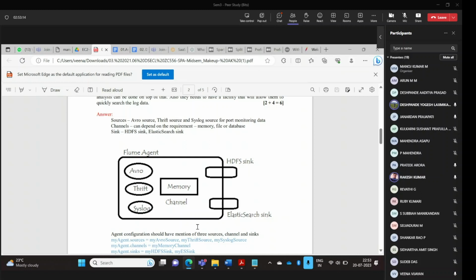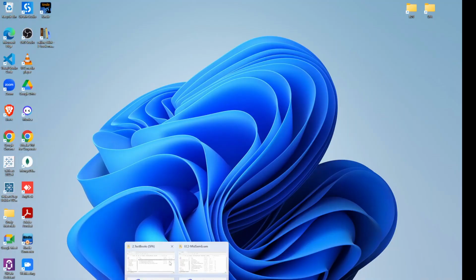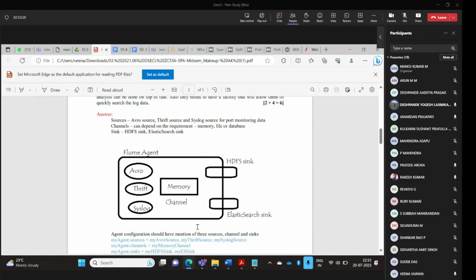Let's not deviate from the track. Let's continue on the problem. I think for this block diagram we have to make some diagram to show the sources. The Flume agent is at the center with the channel, right? On the left-hand side the source, and on the right-hand side the sink.